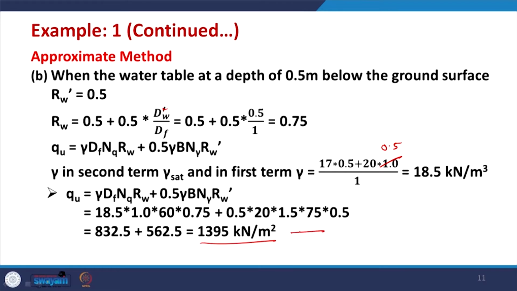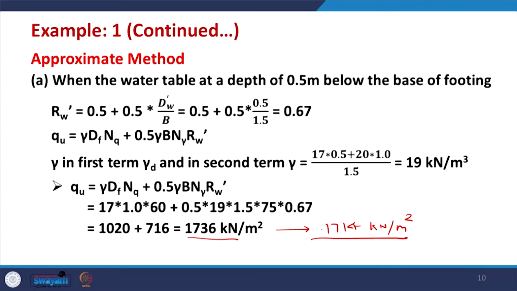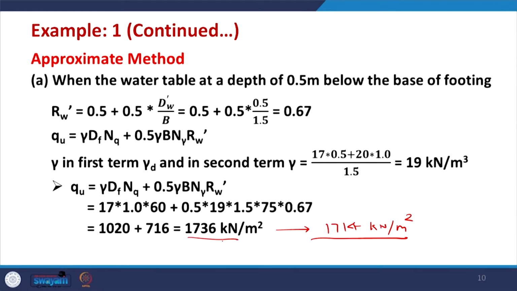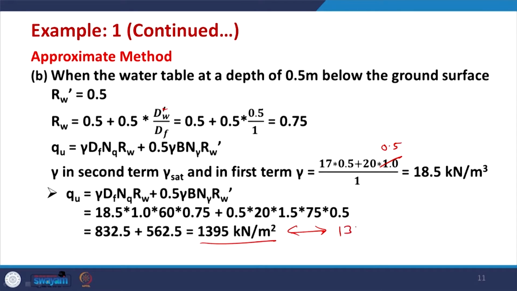Again, if you compare this number with the exact method, where the value was 1372 kilonewton per meter square, this number is quite high, a little higher than that value. So it is not on the safer side. So my recommendation is to use the exact method rather than the approximate method to calculate the effect of the water table, and it will be simpler also.